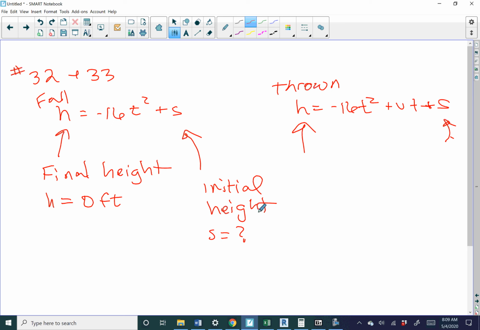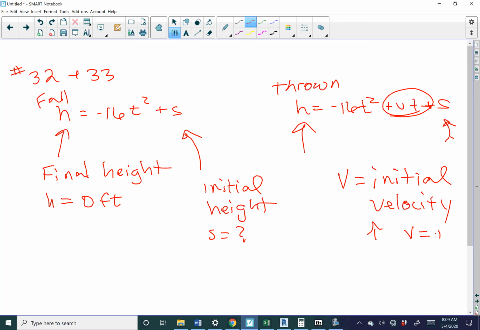Okay. The only difference between the falling and thrown model is the middle term, vt, and v is an initial or a starting velocity when something is thrown up or down. If it's thrown up in the air, then v is positive. If something is thrown downwards with an initial velocity, v is negative. Okay, so be careful of those things.